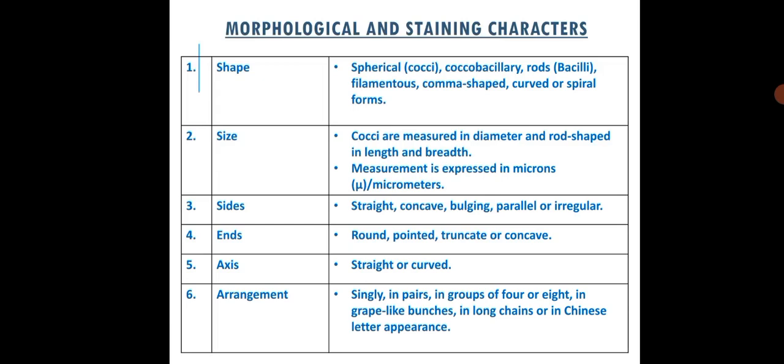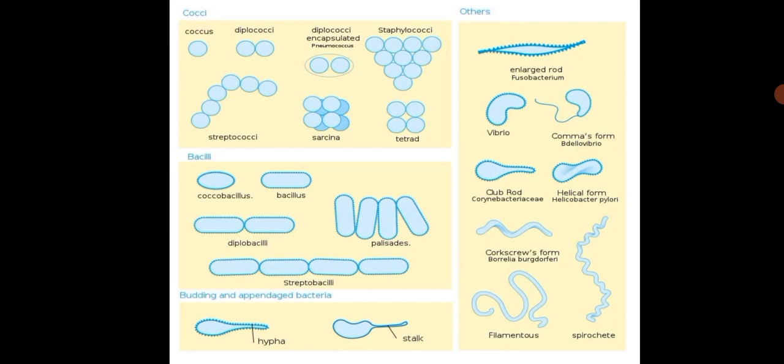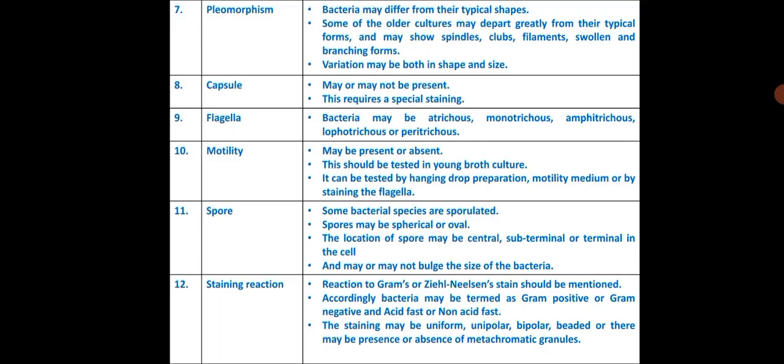Arrangements can be single, in pairs, in group of 4 or 8, in grape-like bunches, in long chains or in Chinese letter appearance. This picture is showing various arrangements of cocci and bacilli as well as other shapes of bacteria. Next is pleomorphism, where the bacteria may differ from their typical shapes. Some of the older cultures may depart greatly from their typical forms and may show spindle, clubs, filaments, swollen and branching forms. Variations may be both in shape and size.